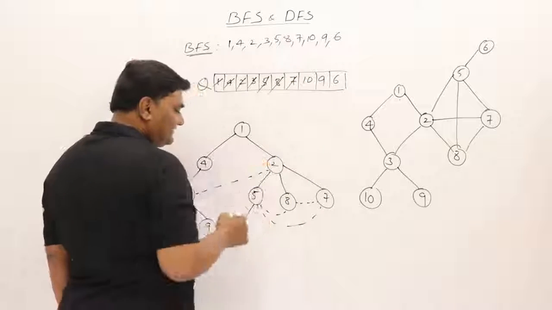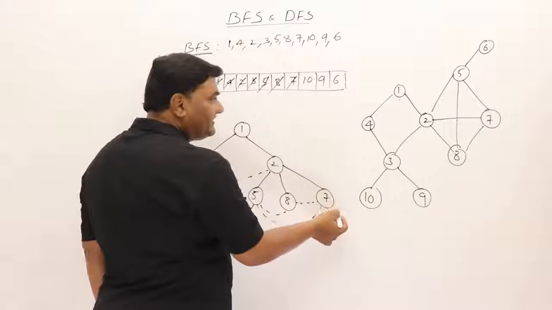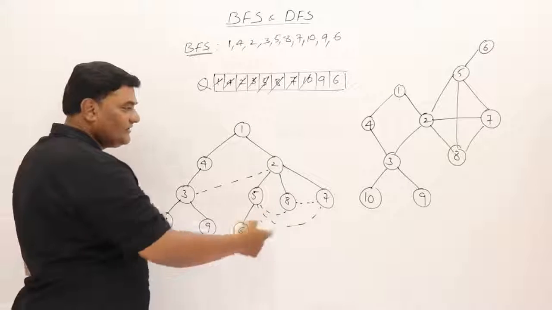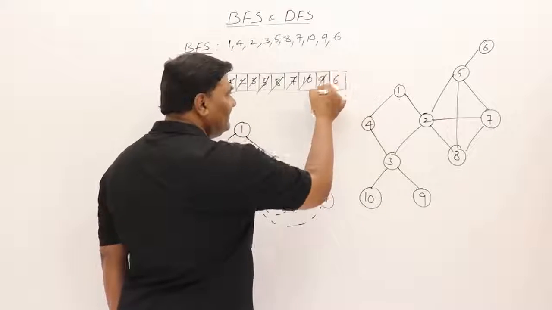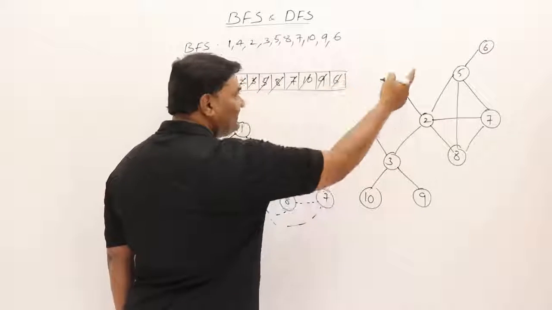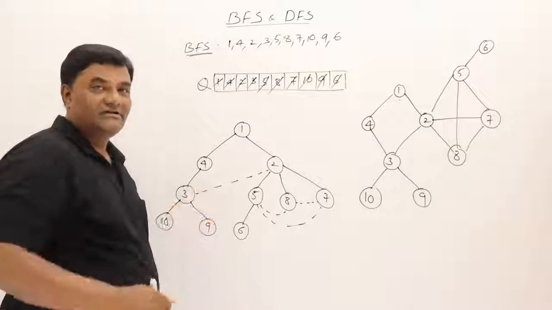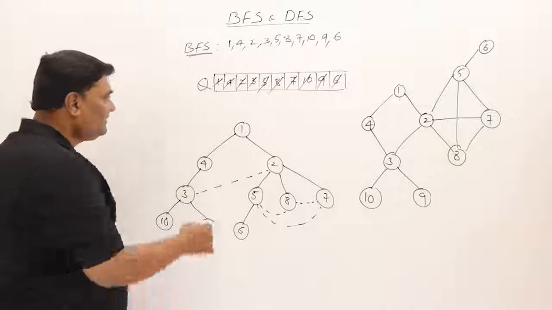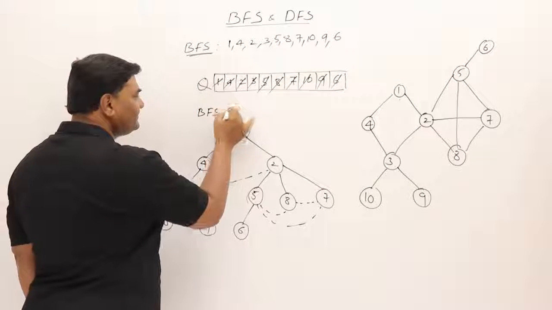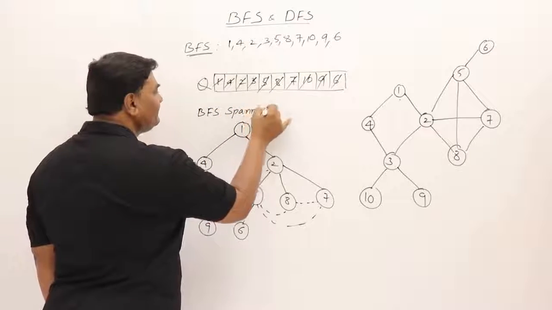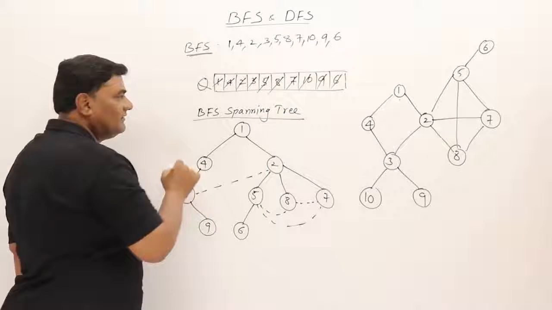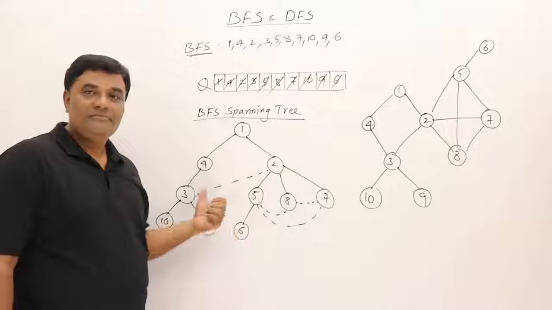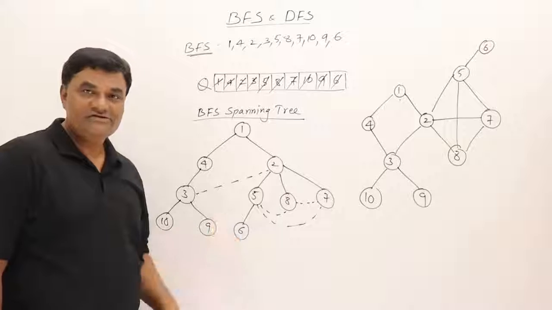Then the next vertex for exploration. 7. 7 is already explored. Is there anything remaining for 7? No. 10. There is nothing adjacent to 10. There is nothing adjacent to 9. And there is nothing adjacent to 6. So that's all. This is breadth first search completed. And the tree that we got here is the breadth first search spanning tree. The dotted edges that we got here are called cross edges.